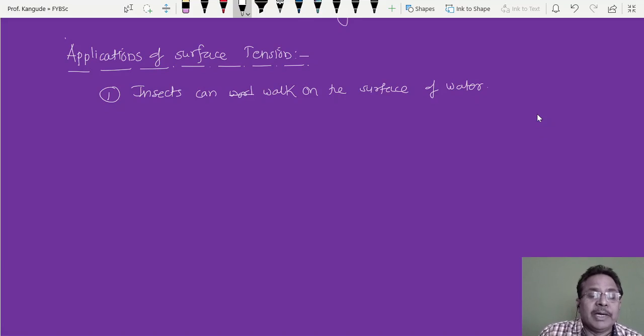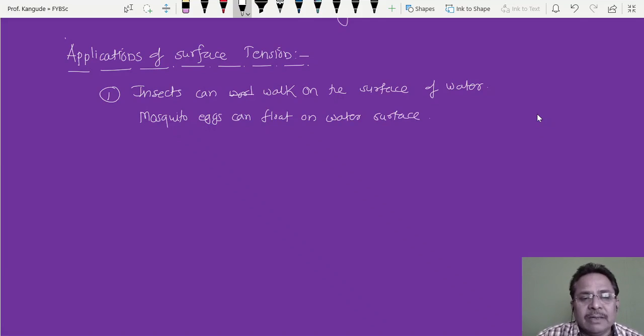I think you might have heard this: mosquito eggs can float on the water surface, and therefore, for long days, many days, these eggs can remain on the water surface, and then the next process happens and a mosquito is formed from it.